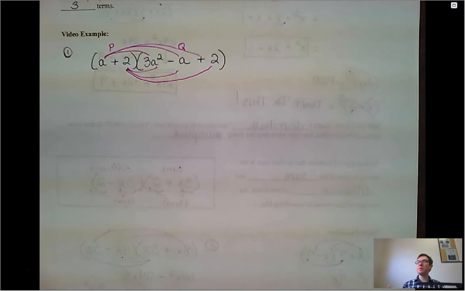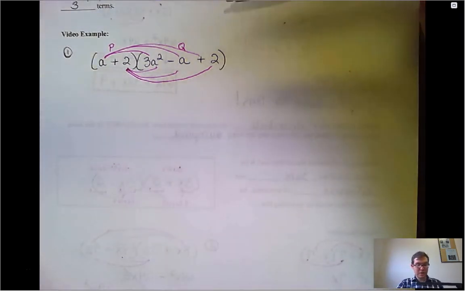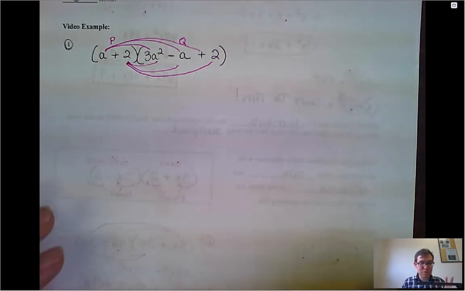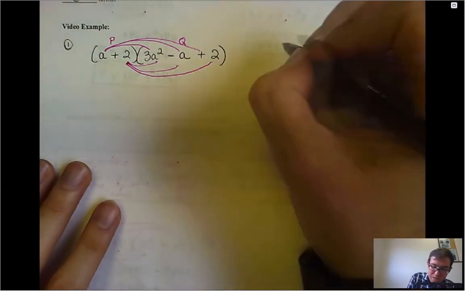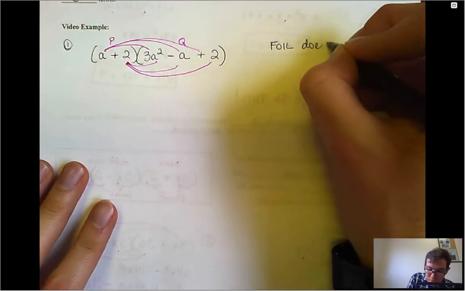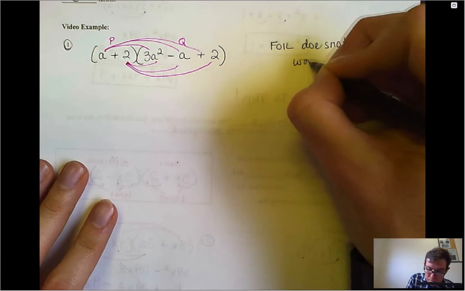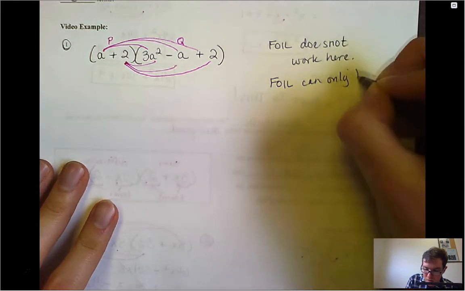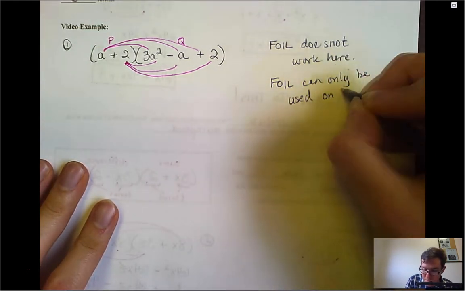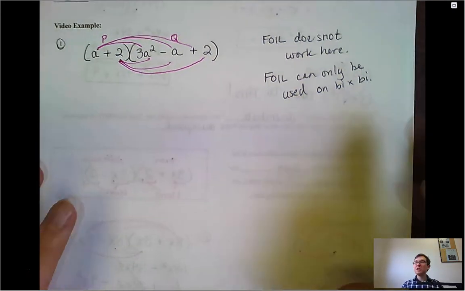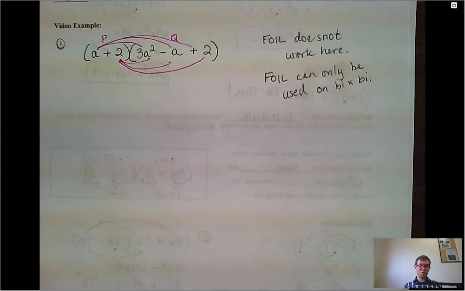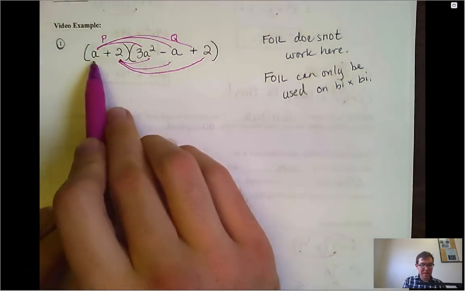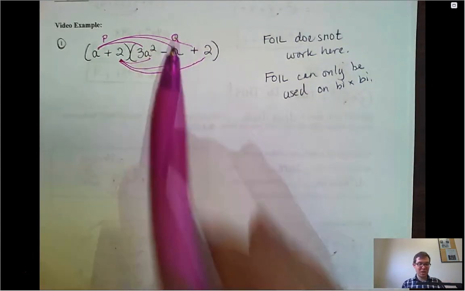So notice this one has a little bit more going on in it than FOIL. All right, we can't really use the word FOIL to multiply it out. FOIL doesn't work here. FOIL can only be used on binomial times another binomial. So in this case, because we have a trinomial as one of our polynomials, the word FOIL itself doesn't really work, but the same idea of FOIL does. Because really what we're doing is we're just distributing every term in P to every term in Q.